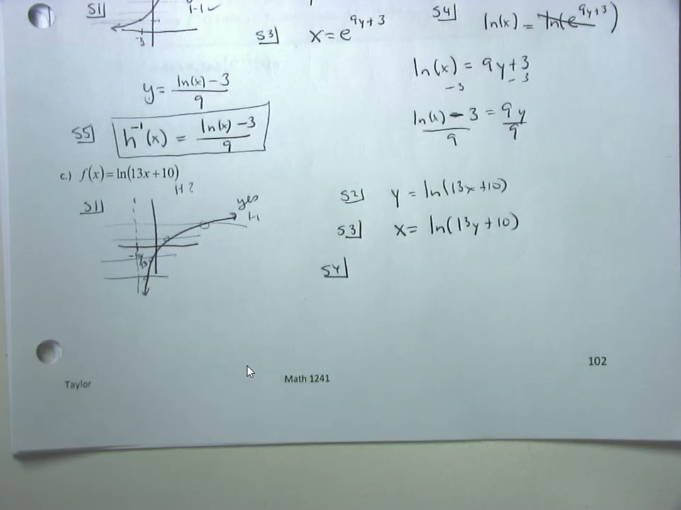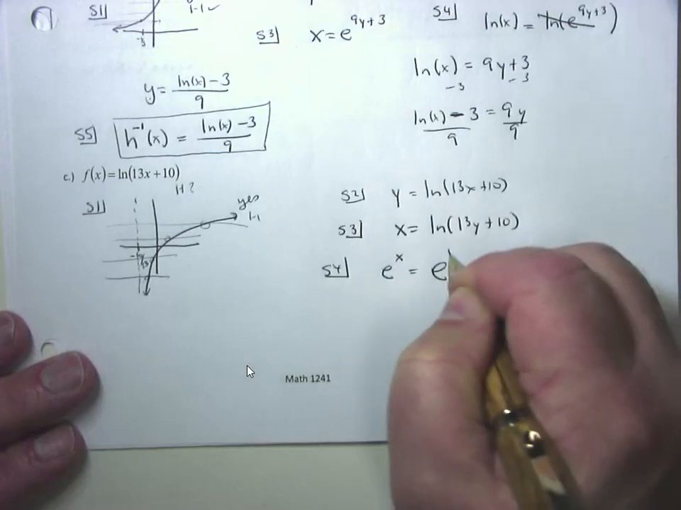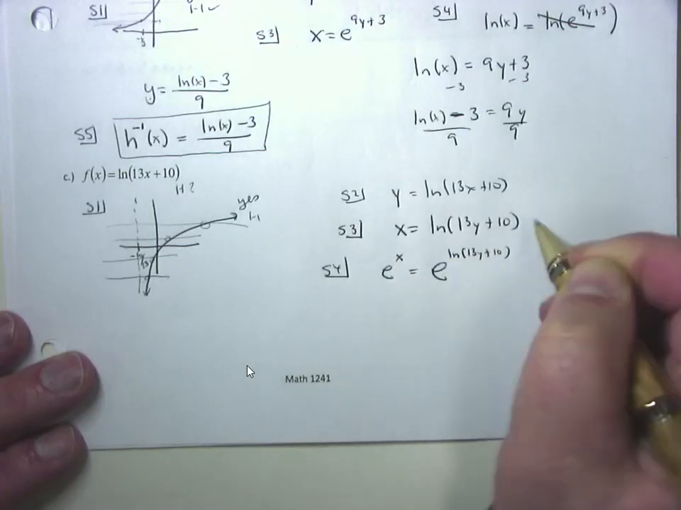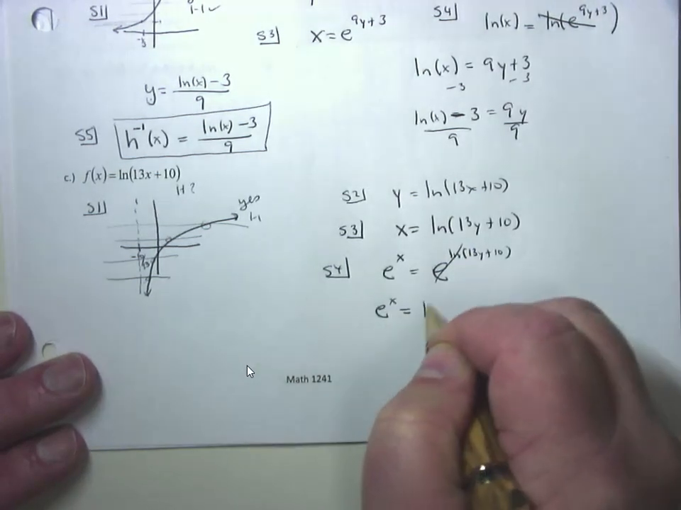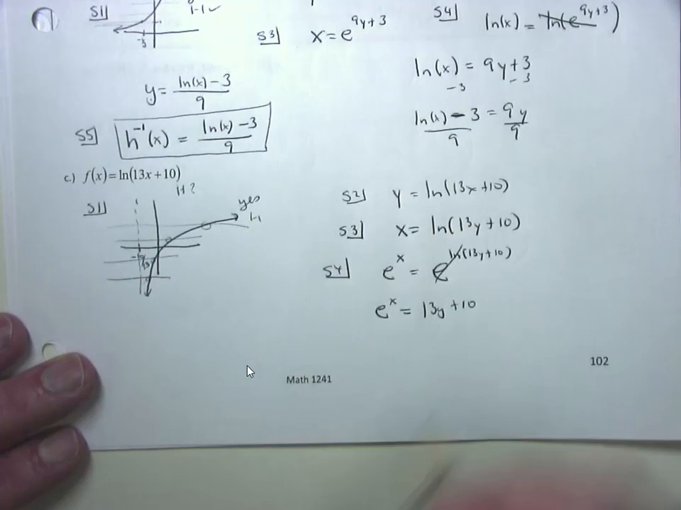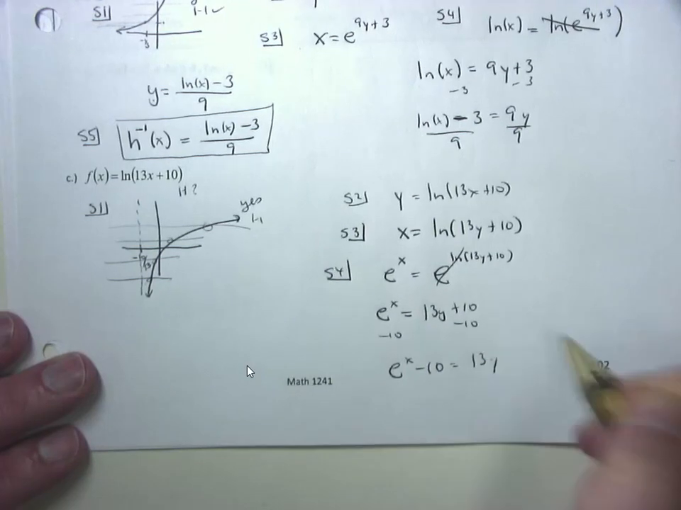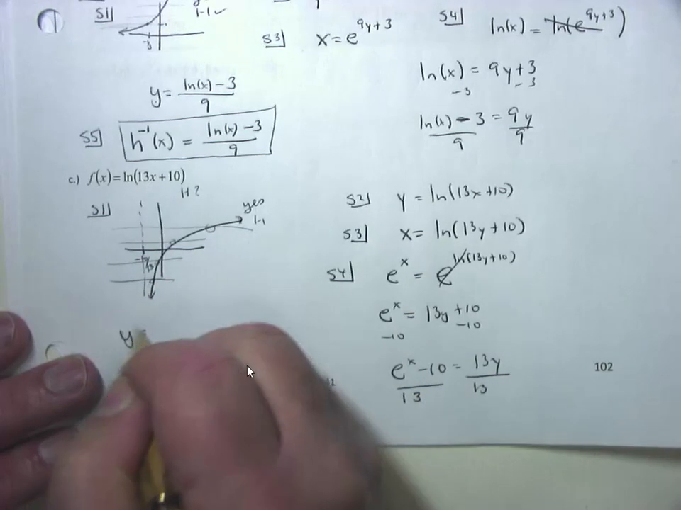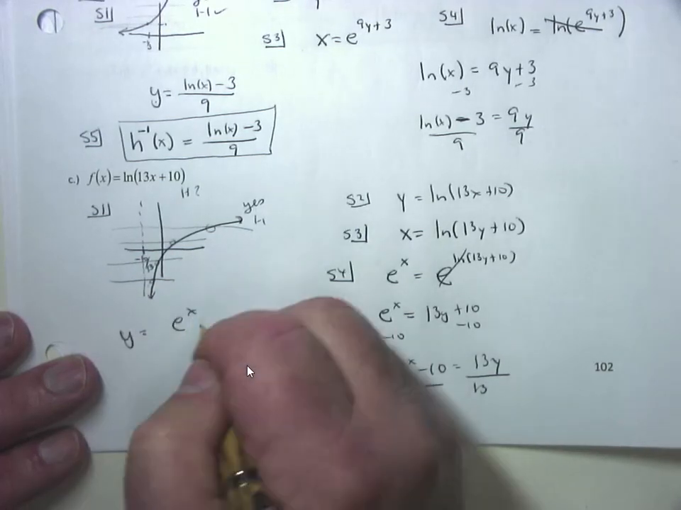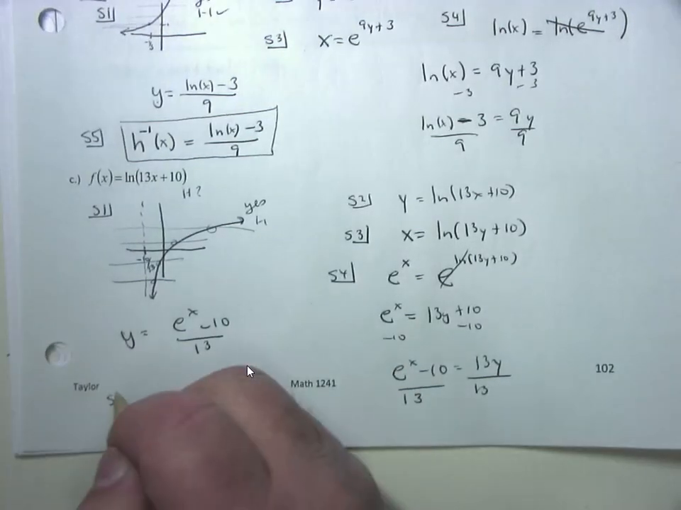Basically raising both sides to the power of e. So you get e to the x is equal to e to the natural log of 13y plus 10. And e raised to the natural log cancels. So I'm left with e to the x is equal to 13y plus 10. Solving for y, I would subtract 10. I get e to the x minus 10 equals 13y. And then I divide both sides by 13, and I get y is equal to e to the x minus 10 divided by 13.